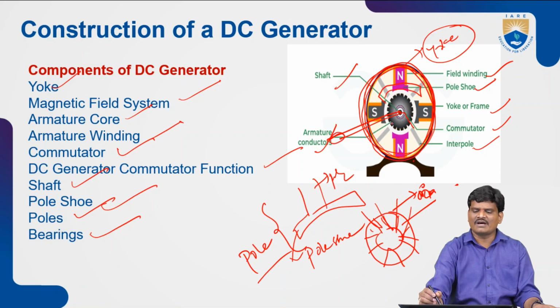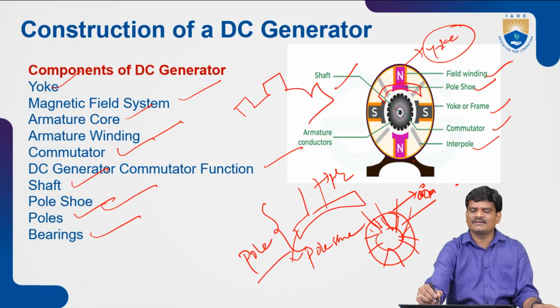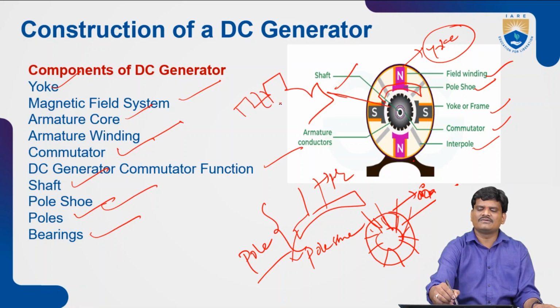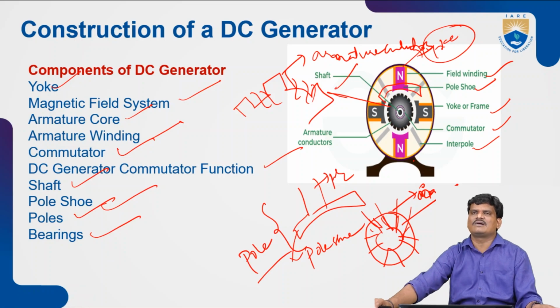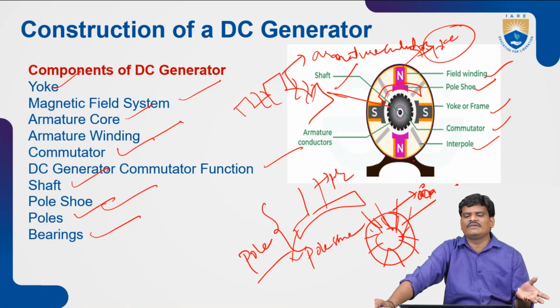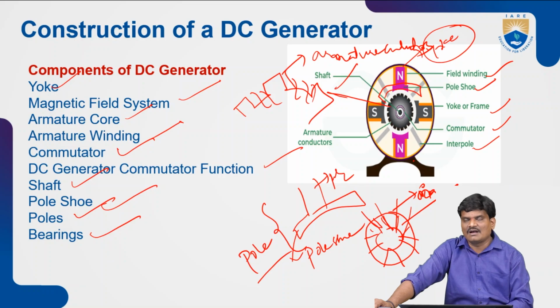And there are some armature conductors present here. What is the purpose of armature conductors? In order to pass an amount of current. And what are these chain type structures? These are used to place the winding, and they are called armature conductors. In order to pass some current through the element, we need these armature slots, and these armature slots are placed in the armature core.